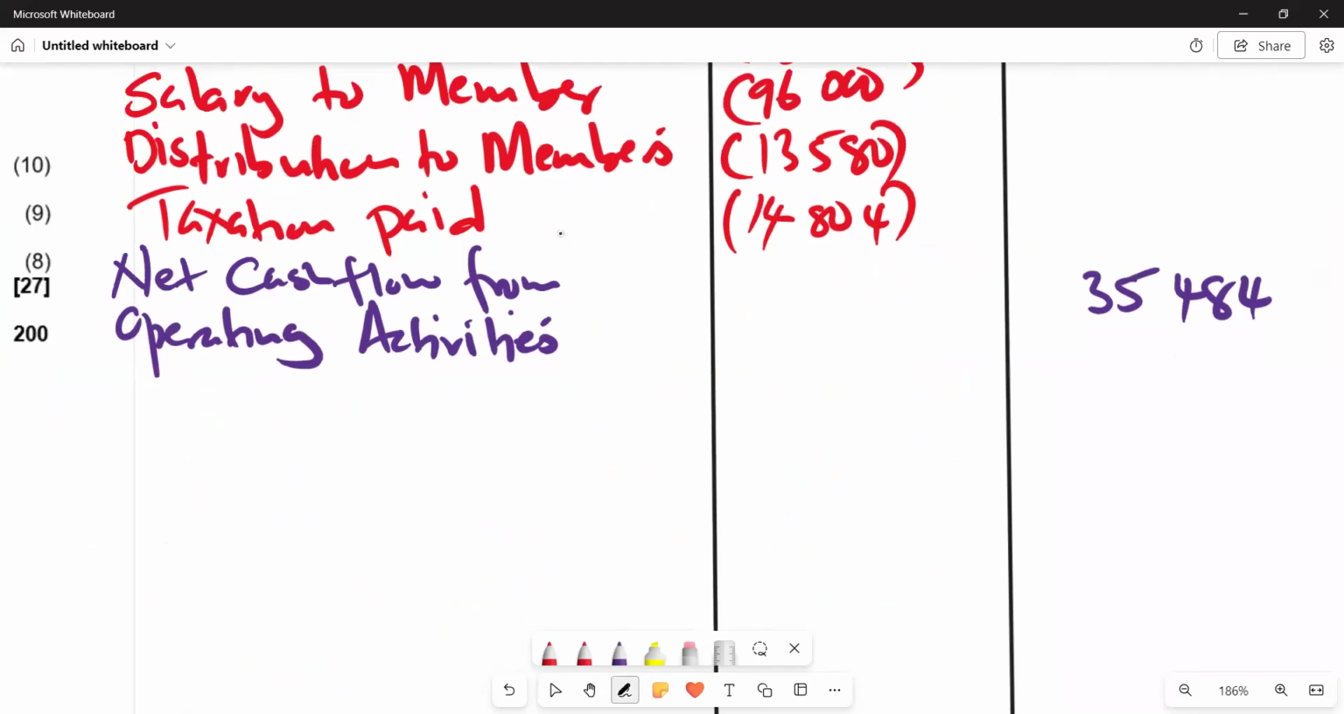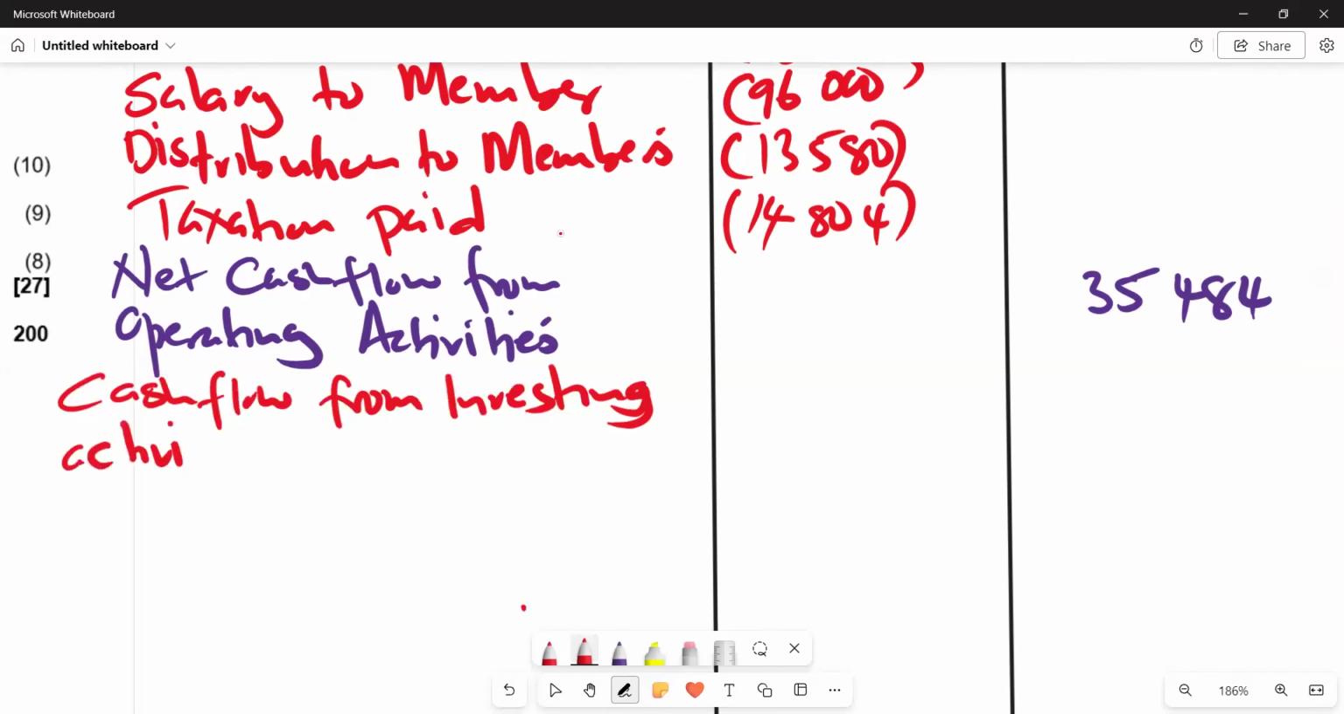Having done that, we can move to the next section, whereby we are now looking at cash flow from investing activities. So we are saying cash flow from investing activities. We're just going to list all the investment activities that we have in the question, but if you go back there, you see that we are given a hint in terms of other investing activities that we have.